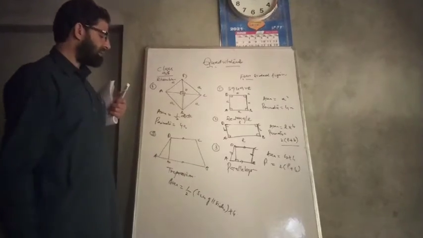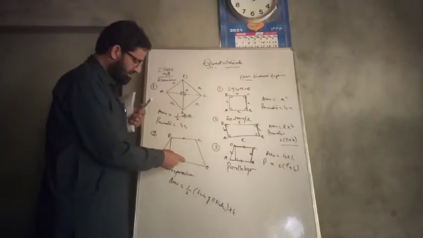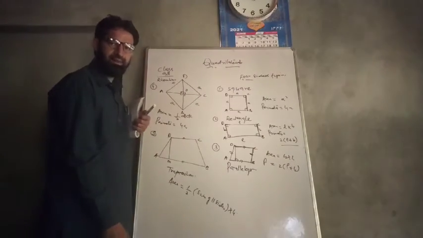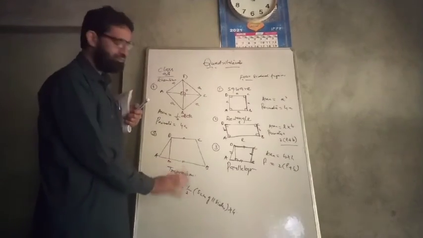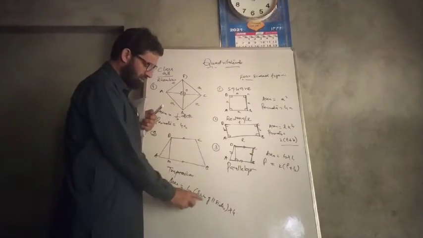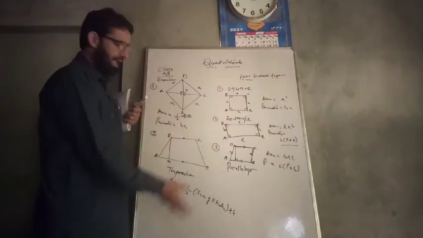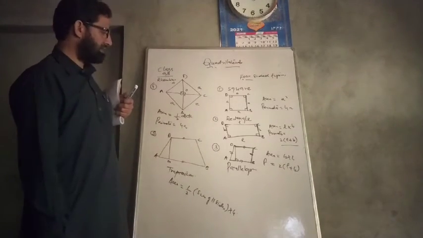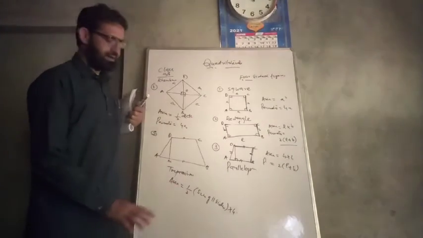Then a trapezium. A trapezium is a quadrilateral which has one pair of sides parallel and one pair of sides non-parallel. This is the definition of the trapezium, and its area is given by 1/2 into the sum of parallel sides into height, and its perimeter is the sum of all sides. So this is a brief introduction of quadrilaterals.